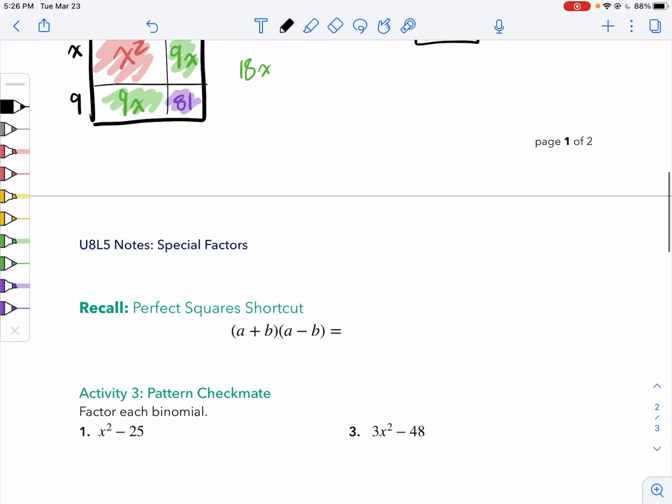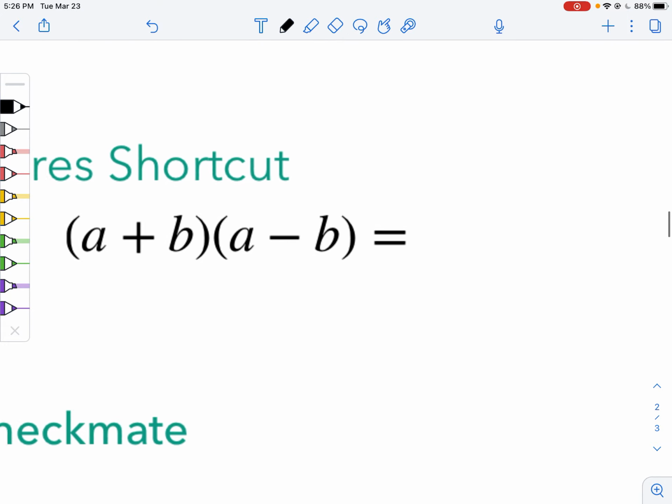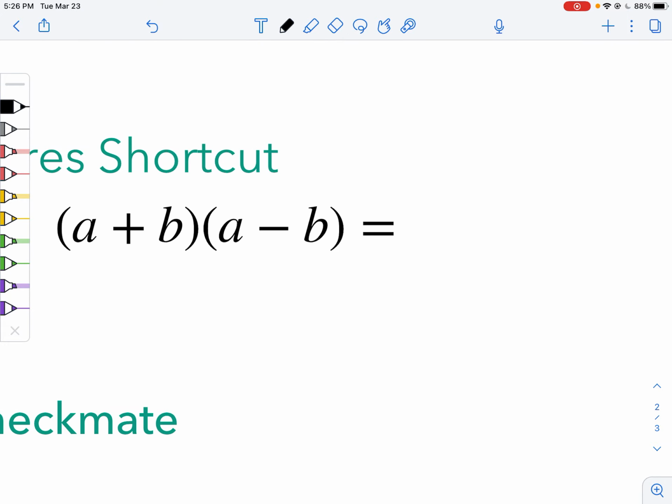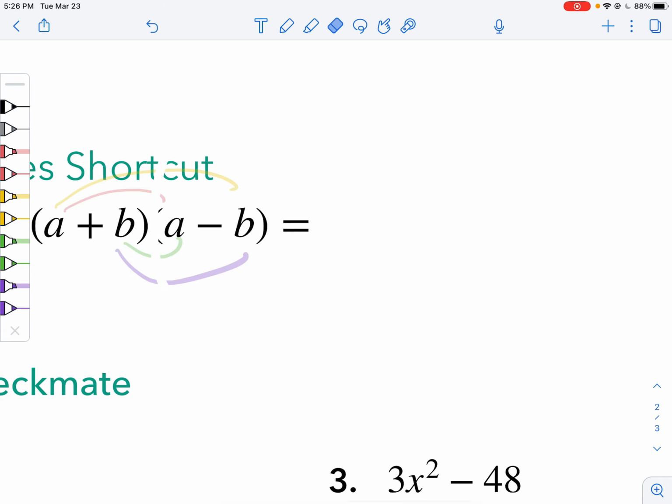There's one more pattern that we have. Remember the perfect square shortcut that instead of foiling out all of this, you really don't have to, because this will always come out to be whatever your first guy is. Square him.